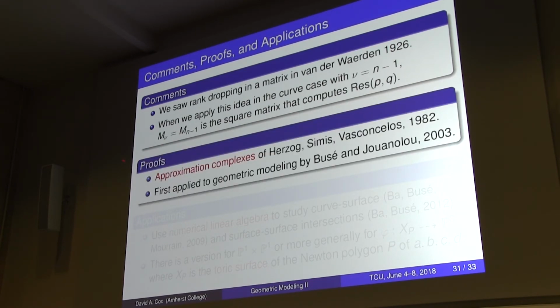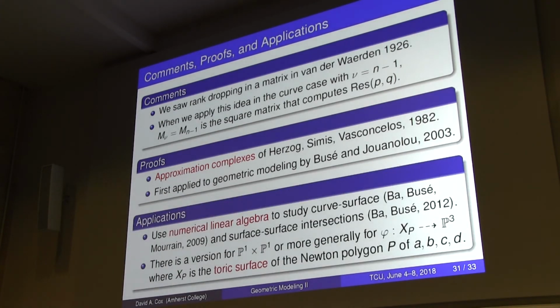The proof is more complicated because it actually uses approximation complexes. So again, it's this tension between the Rees algebra and the symmetric algebra. And again, we'll hear a little bit more about this in Hal's lecture. These approximation complexes were invented in the early 1980s, and they were first applied to the geometric modeling context by Busé and Jouanolou about 20 years later. And then these have actually had applications.